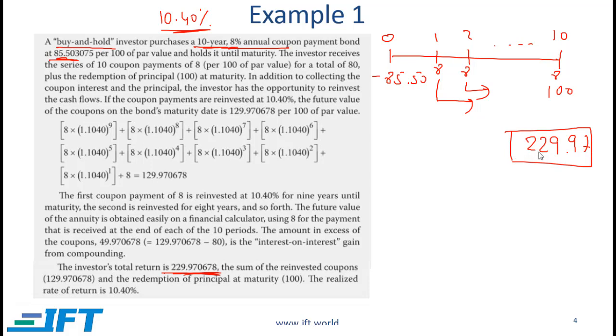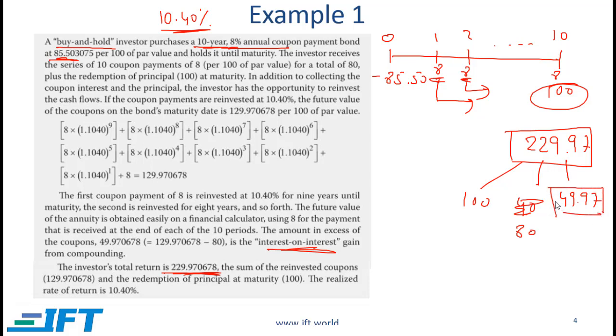Now, where is this number coming from? Out of this 229.97, 100 is simply the principal amount that is being received at the end of 10 years. 80 is the total amount of coupon payments. So 8 times 10. And the balance is the interest on interest. This is the money that is received by reinvesting the coupon payments. And that amount is 49.97. Note that a significant percentage of the gain is coming by reinvesting the coupon payments.